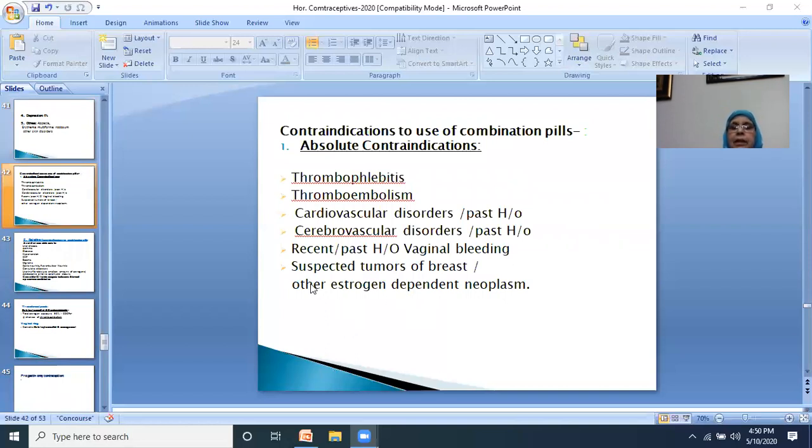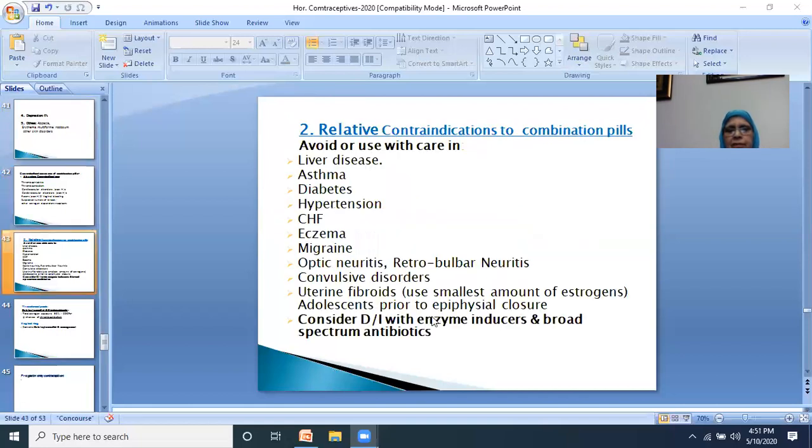Now, what are the contraindications to use of combination pills? Some are absolute contraindications and some are relative. So absolute contraindications include thrombophlebitis, thromboembolism, cardiovascular disorders, or past history of these disorders, or cerebrovascular disorders, or their past history. Then recent or past history of vaginal bleeding, suspected tumors of breast, or other estrogen-dependent neoplasm. So these are absolute contraindications. We must not use the combination contraceptives.